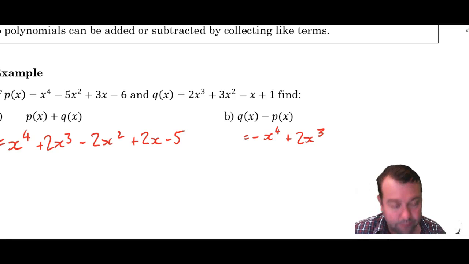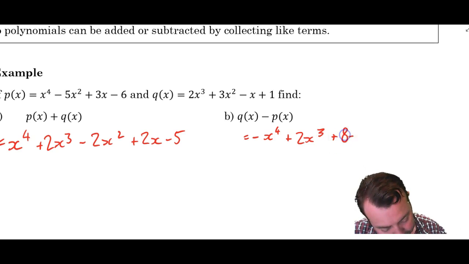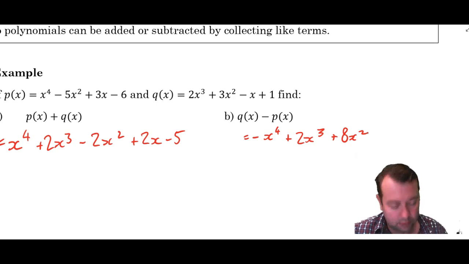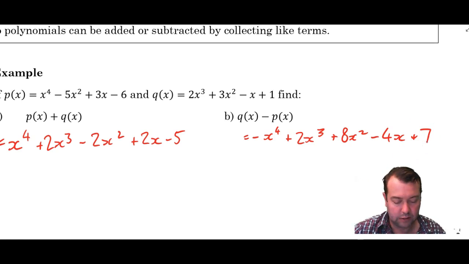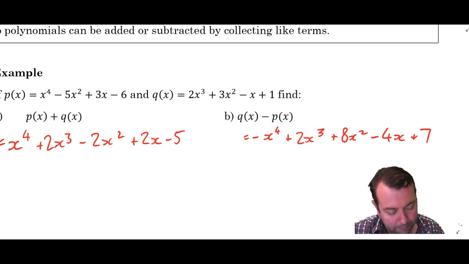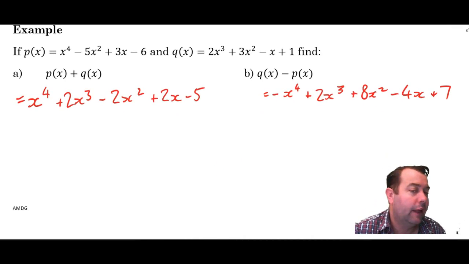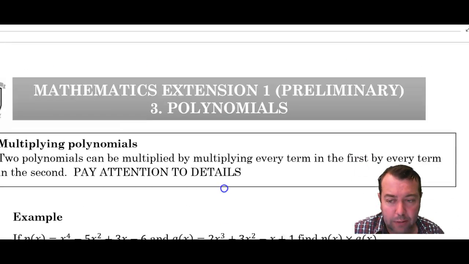Now my x squareds, I've got 3 minus negative 5, which is the same as 3 plus 5, so plus 8x squared. I've got a negative x minus 3x, so that is minus 4x. And finally my constants, 1 minus negative 6 is plus 7. There we go. So q of x minus p of x. Right, like that, adding and subtracting polynomials. Maybe it rings some bells from when we were solving simultaneous equations. Okay, similar sort of ideas there.